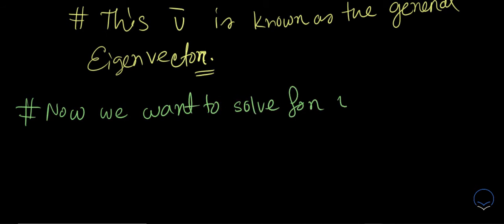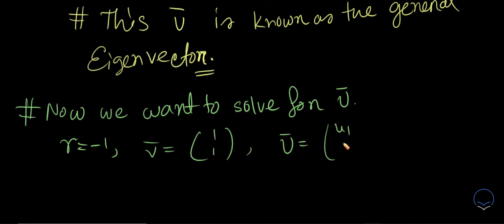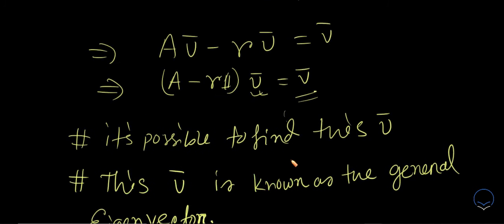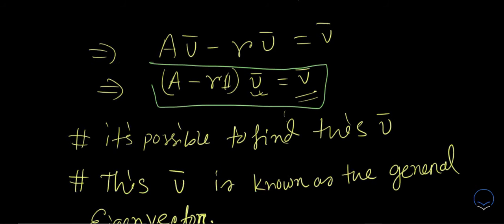Solve for u bar, and obviously we remind ourselves that r was equal to -1, v bar was equal to (1, 1). Let me denote the entries of u as u1, u2, and our coefficient matrix A was simply [-1/2, -1/2; 1/2, -3/2]. And now we are going to use this equation over here. Okay, so this will be the equation to use.